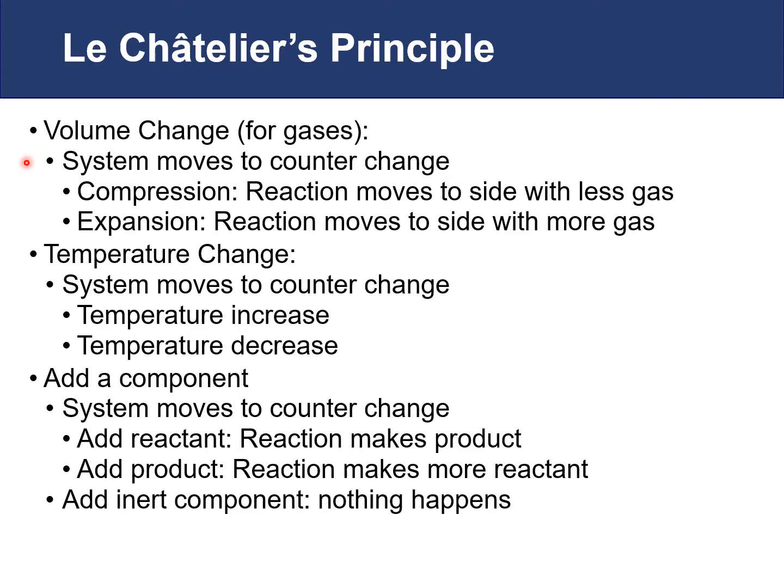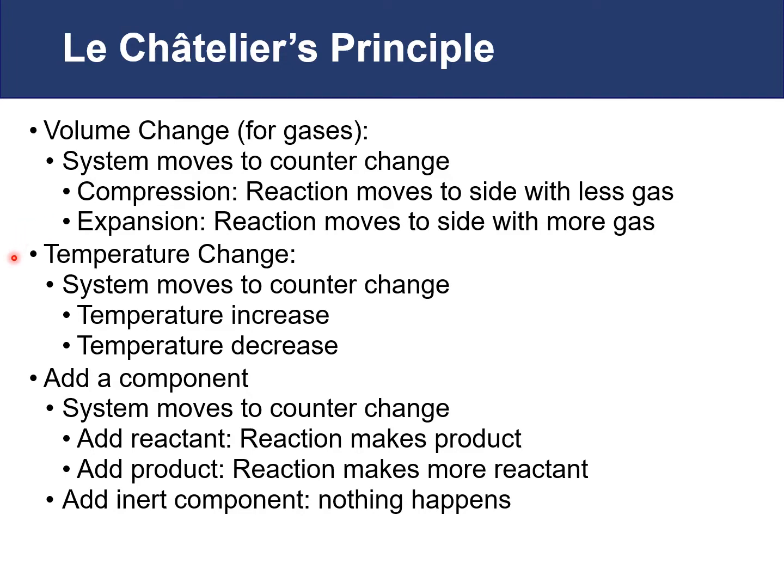So if you reduce the volume, that would be via compression, the reaction will move to the side with less gas molecules. So what you'll do is you look at the balanced chemical equation, decide whether the reactants or products have fewer gas molecules, and then upon compression, the reaction would shift to the side that has fewer gas molecules. Conversely, if you expand by generally pulling the piston away or increasing the volume, the reaction will move in such a direction to produce more gas, thus filling the volume that you have made.